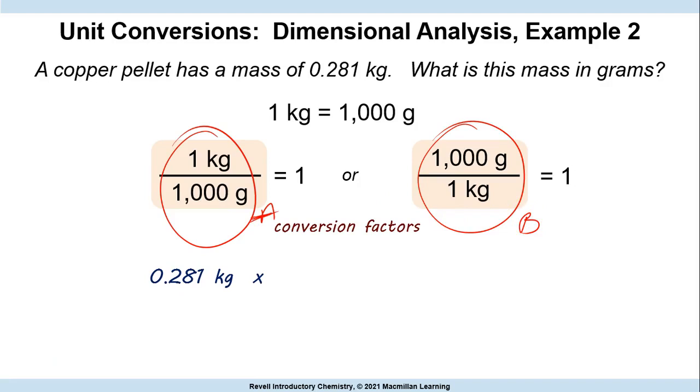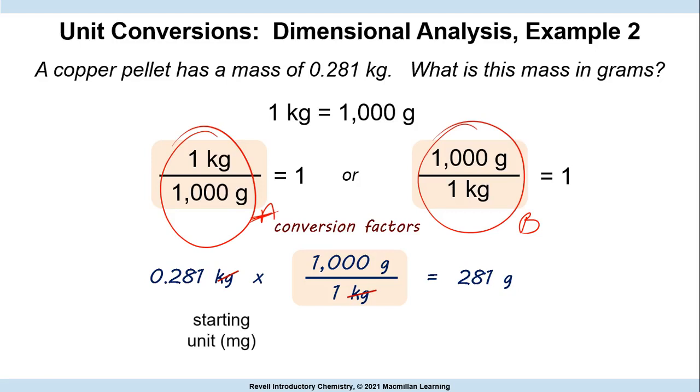Alright, now we are going to use conversion factor B because the kilograms at the top is going to cancel out with the kilograms at the bottom, and we are left with grams. So that is what we are going to use, 1,000 grams over 1 kilogram. The kilogram cancels out and we are left with grams, and that gives us a value of 281 grams. So that is how we use dimensional analysis to convert from one system of units to the other. These are the starting units, the conversion factor, and the ending unit in grams.